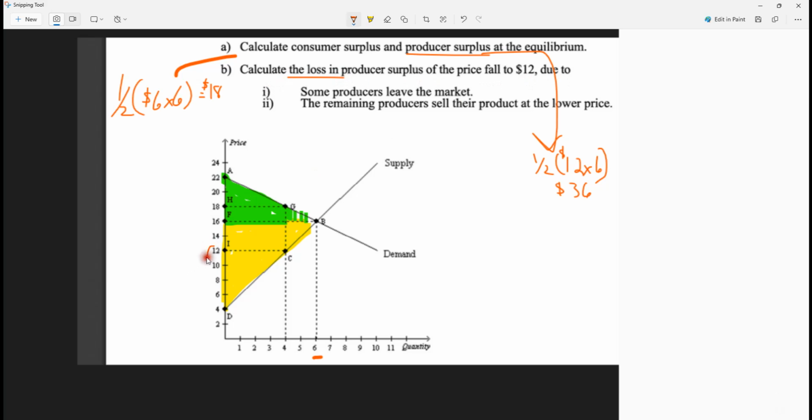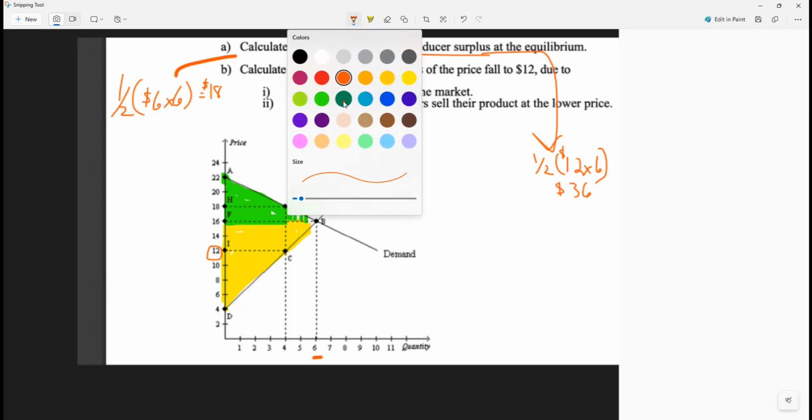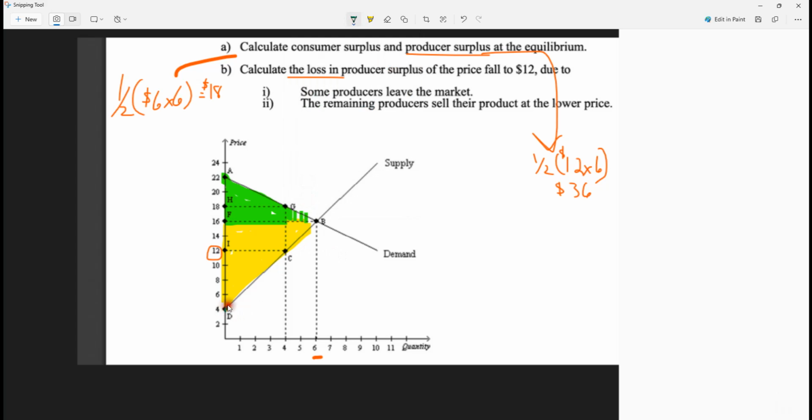So we're now going to go to here, and we're just thinking about the loss to producer surplus. So the producers did have this big area here, but now the new producer surplus is only going to be here. Okay, so this is the new producer surplus. So they've lost this area and they've lost this area. If you were looking for the total, you could calculate the area of this and then the area of this and then add it together. But they're not asking for that.